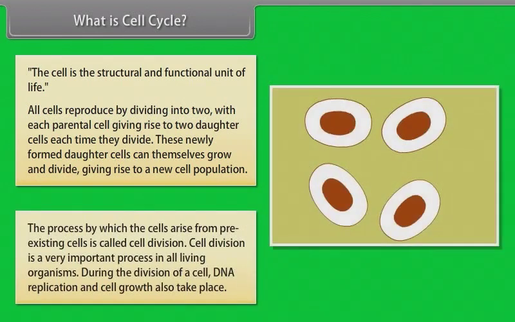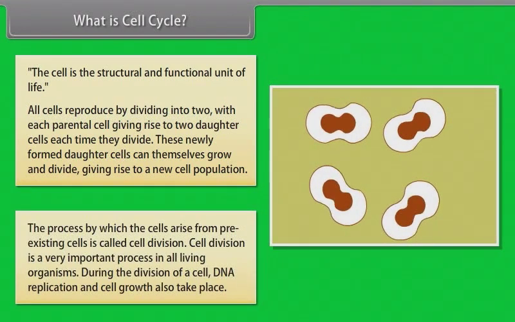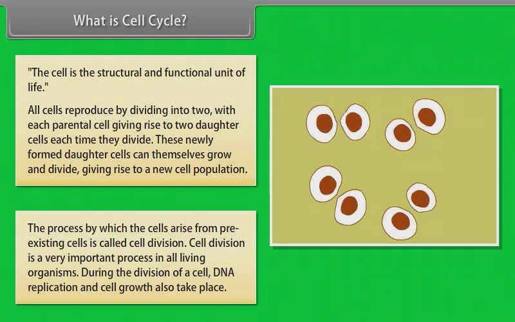The process by which cells arise from pre-existing cells is called cell division. Actually, it is a very important process and found in all living organisms. During the division of a cell, DNA replication and cell growth also take place. Now let us know about the cell cycle.